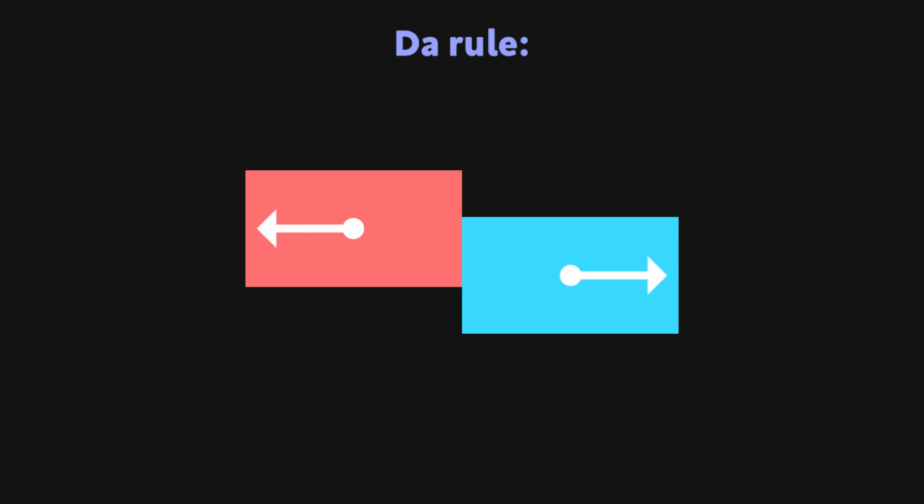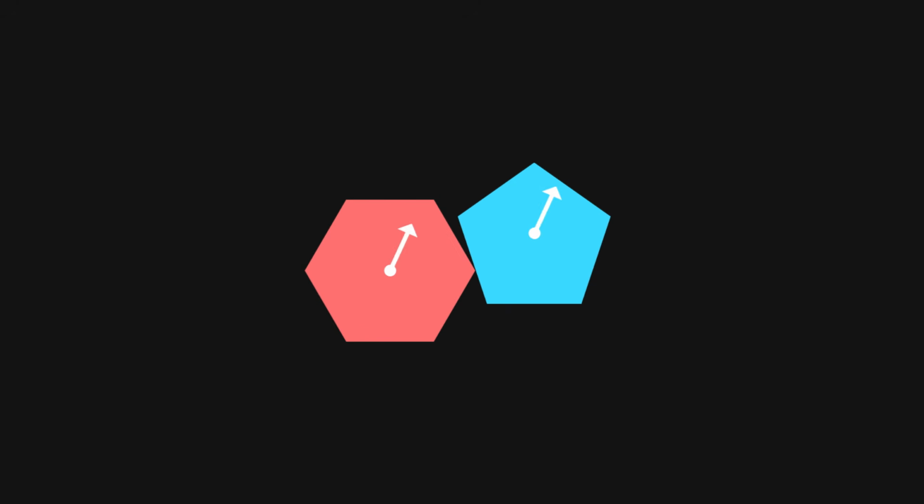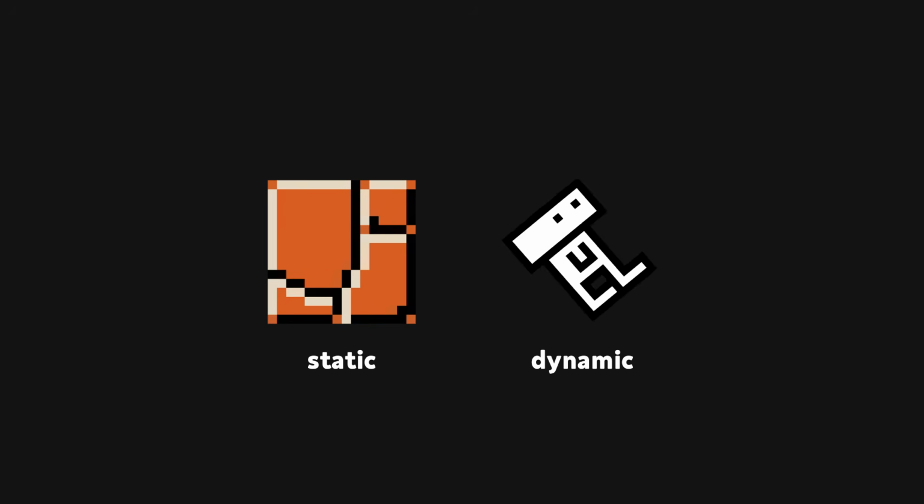In AABB, since there are only two axes to consider, the object will either be pushed out horizontally or vertically. In SAT, it can be pushed along any direction perpendicular to a side of one of the shapes. The only remaining question is how much each of the two objects should budge. In simple games, you'll usually just have a static and dynamic object. The static object is something immovable, like a solid block, and the dynamic object is the object in motion, which is usually the player or some kind of enemy.